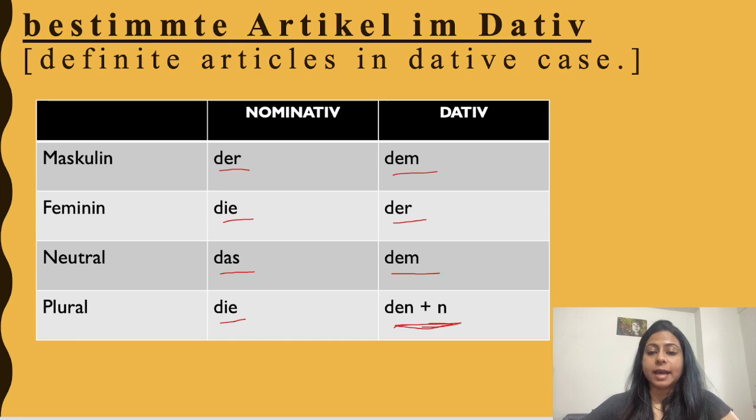So as you must have noticed, the article in masculine and neutrum are the same. Okay, dem and dem. The article in feminine is changing, which is die becomes der, and plural, die becomes den plus n. So this was definite articles in dative case.